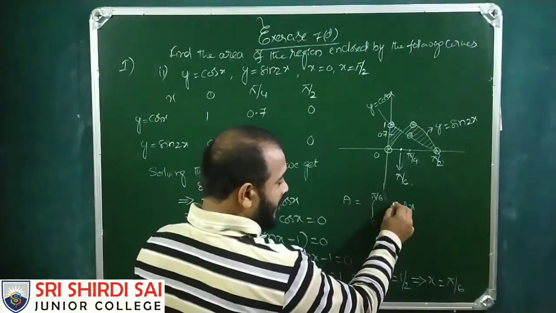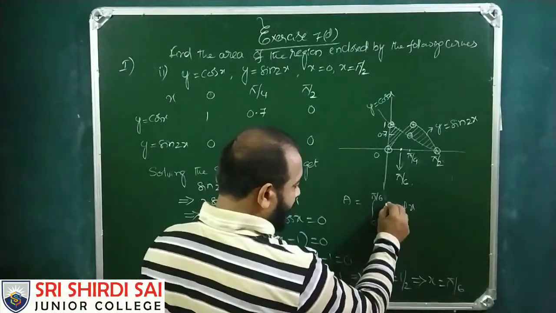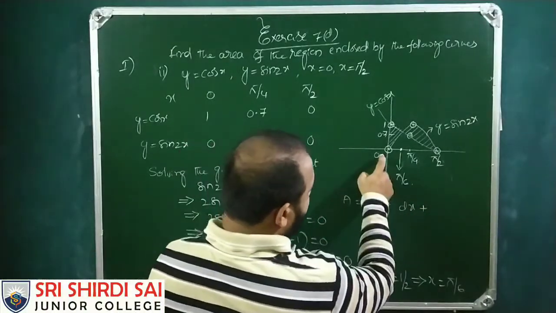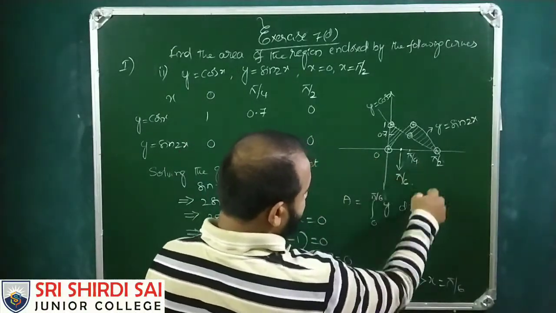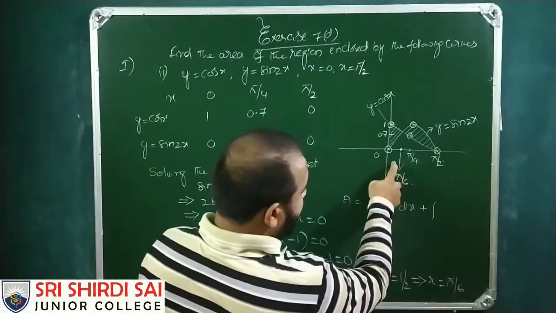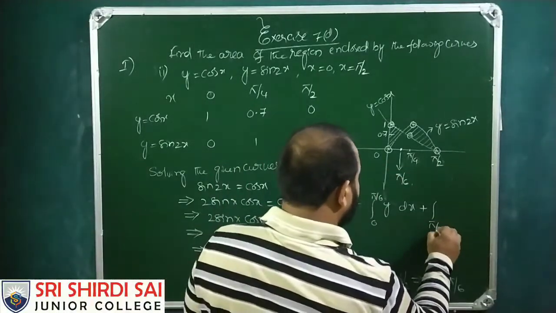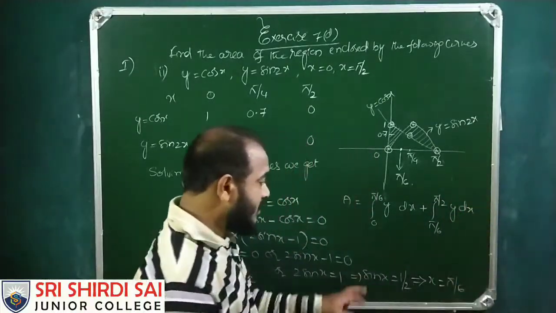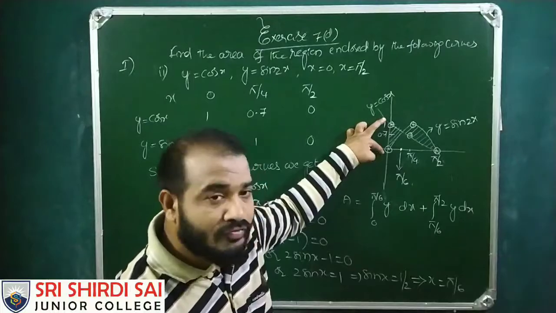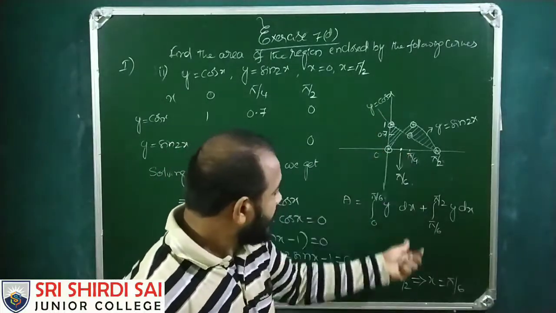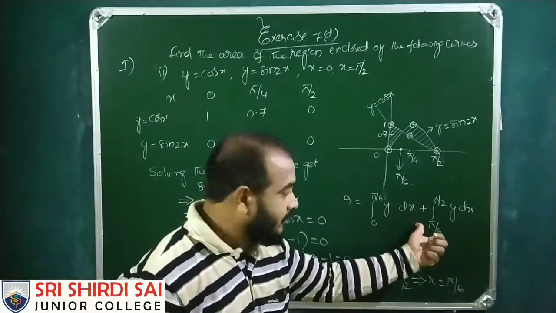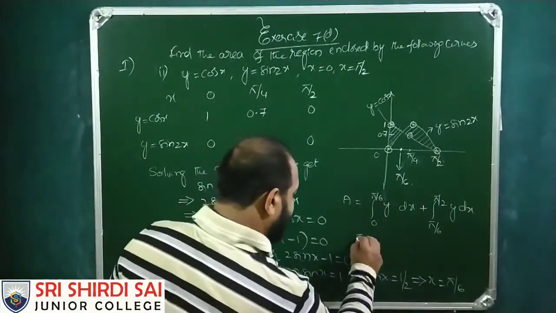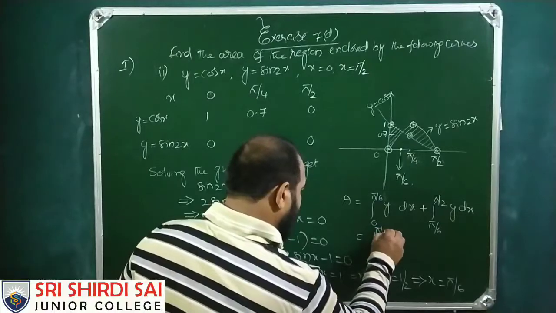Here, y dx, plus the integral from 0 to pi by 6 of y dx, plus the integral from pi by 6 to pi by 2 of y dx. Again I am telling you, 0 to pi by 6 are the limits of x. So the differential operator is dx. So y, what is y? A function of x only.